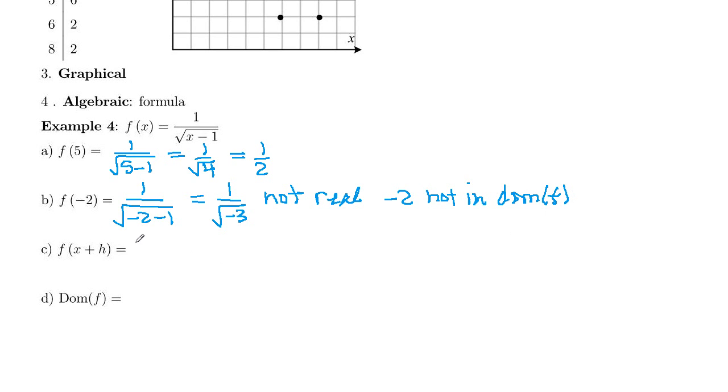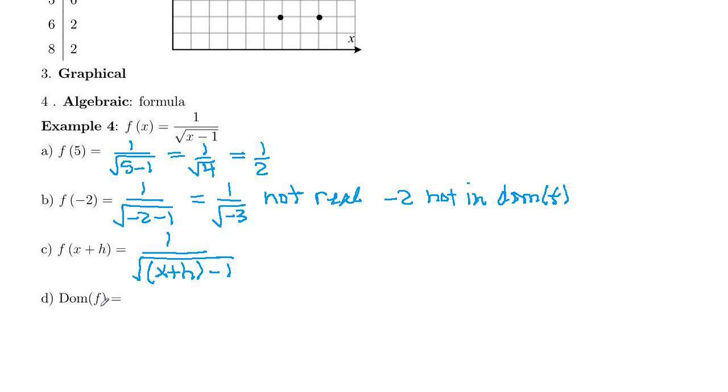How about f, plugging in x plus h? F of x plus h, that's a composition here. So in place of the x here, I'm going to put empty parentheses. So I've got 1 over the square root of parentheses minus 1 instead of x. And what we're putting in there is x plus h. So there's our function value at x plus h.